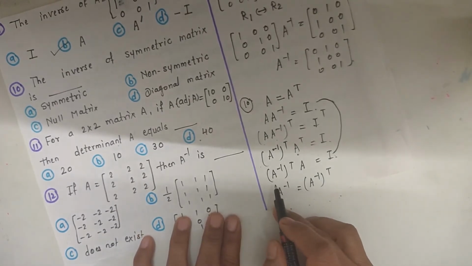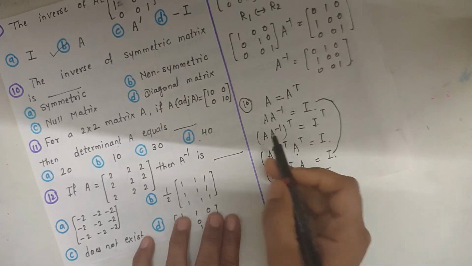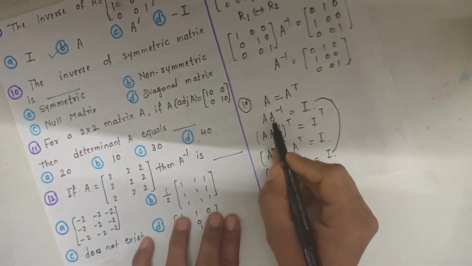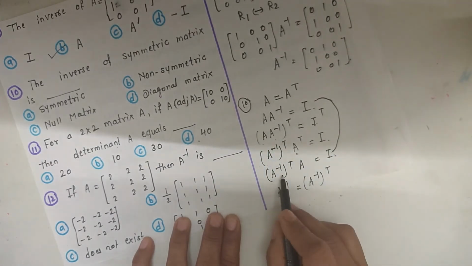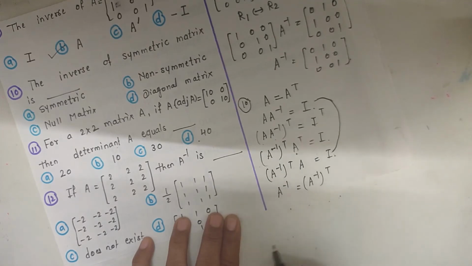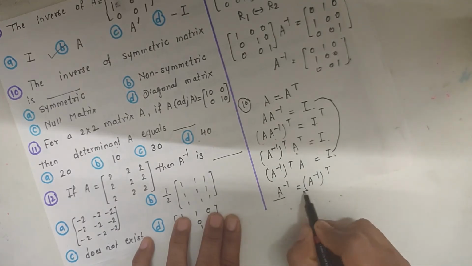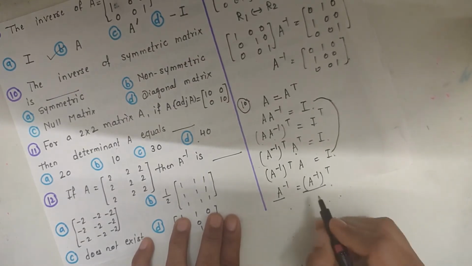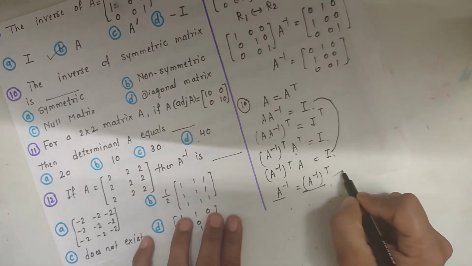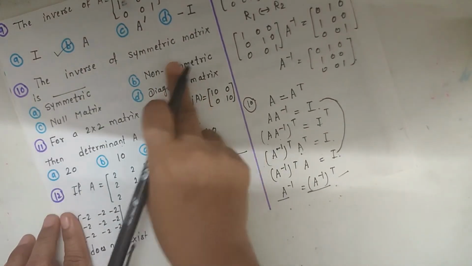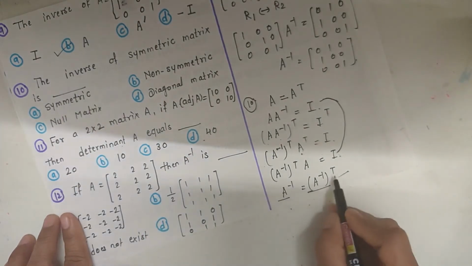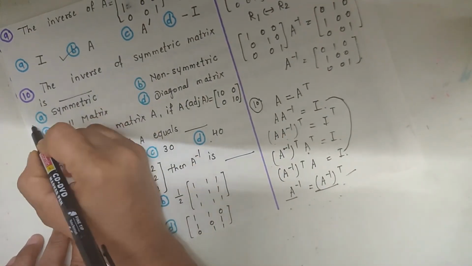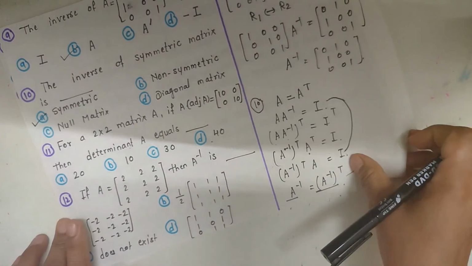We know that the inverse of any matrix is unique. So the inverses are not different, they are equal. So A into A inverse is equal to I and transpose of A inverse into A is equal to I. Comparing these, both the inverses are the same, that is A inverse and transpose of A inverse both are equal, and this shows that the inverse of a symmetric matrix is symmetric. So the first option is correct.